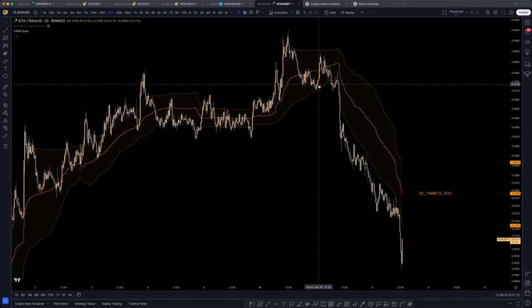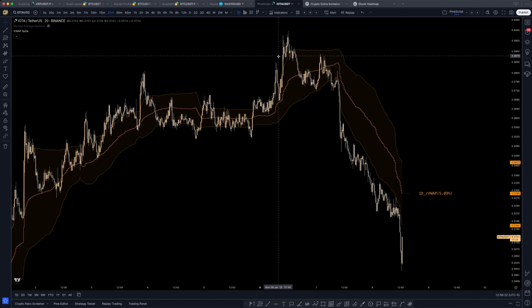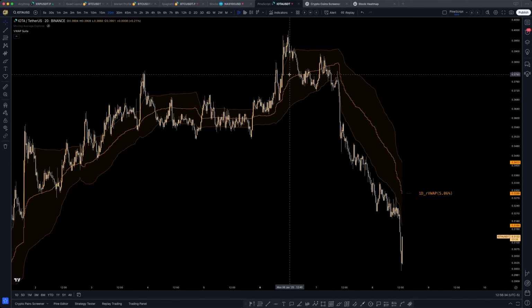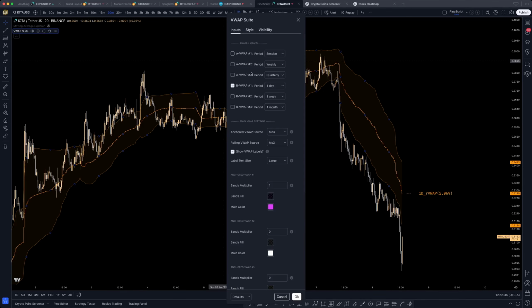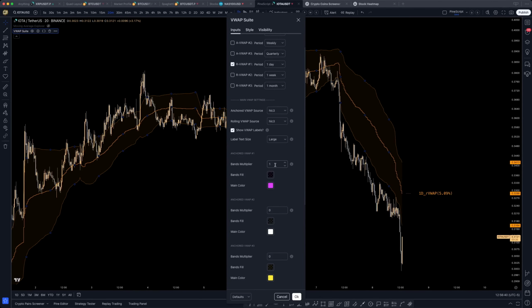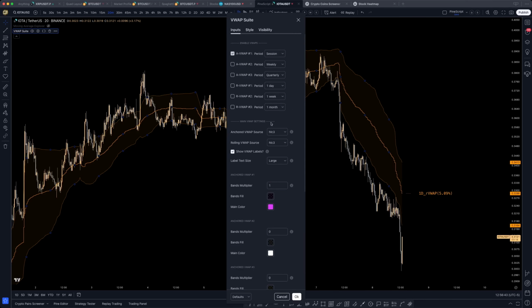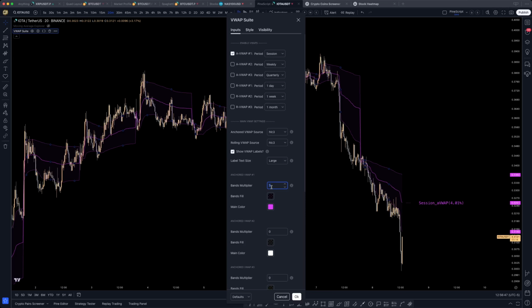Like I said, some people use them as support and resistance. They're kind of similar to Bollinger Bands. I don't utilize Bollinger Bands, but I know that there are a lot of similarities between them. So if we look here, disable, enable, same thing for the anchored VWAPs. You could add whatever you want, and a value of 0 is going to hide the bands.